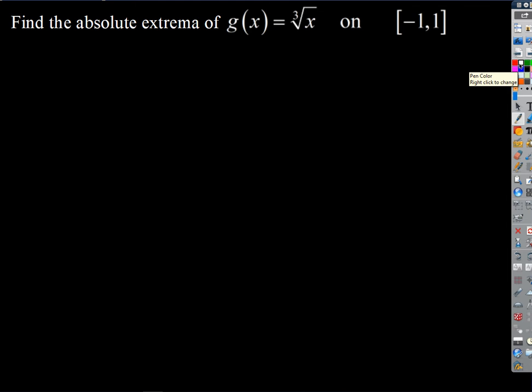Okay, so we need a derivative. How do we want to rewrite this function? So x to the 1/3. So what is g prime of x then? x to the negative 2/3. Okay, so I'm just going to write that as 1 over 3x to the 2/3.